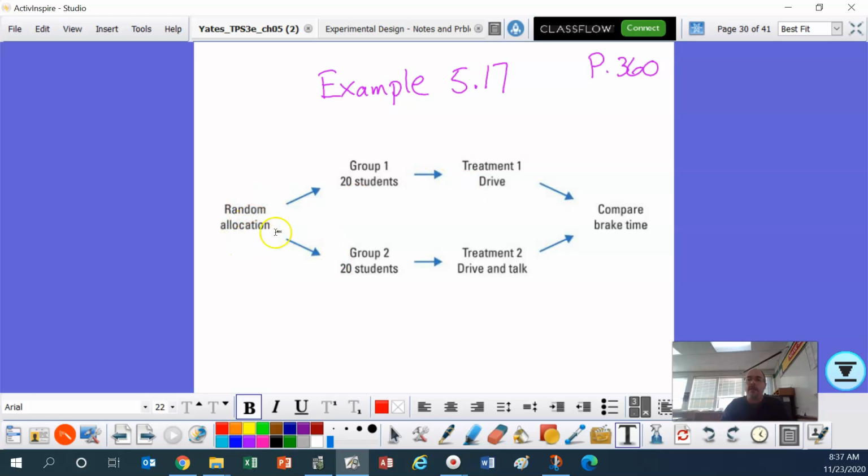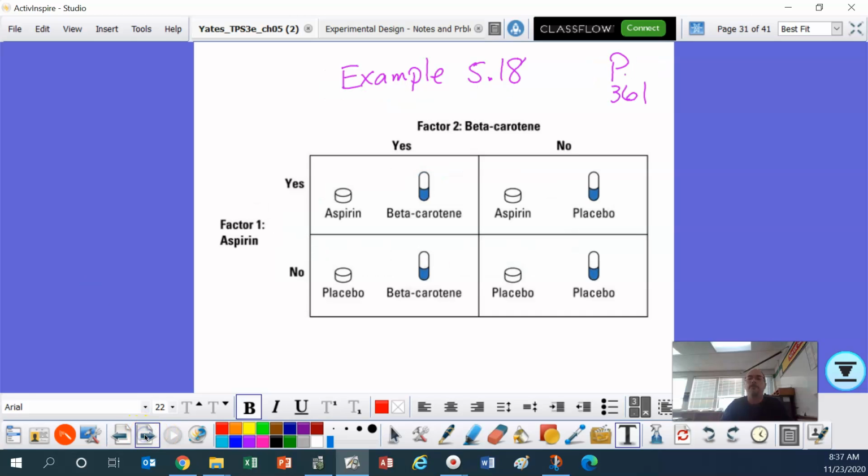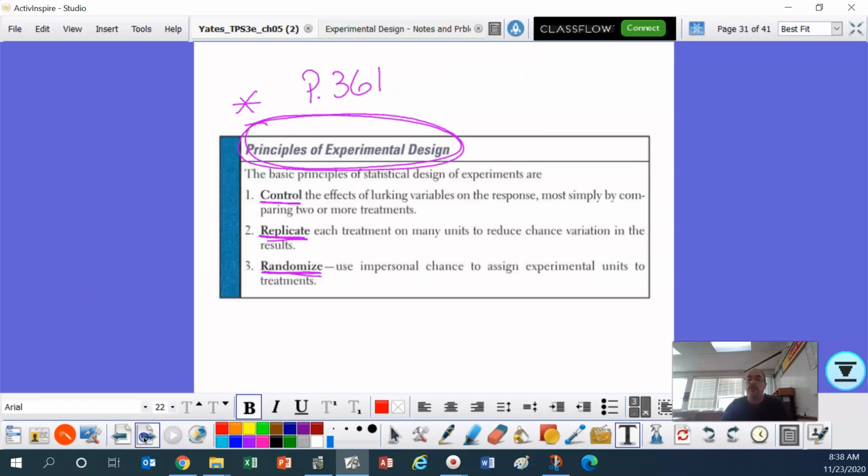You got a random allocation, you got 2 groups. Notice there's an equal number in each group. This one gets treatment 1 drive, this one gets drive and talk, and then you're going to compare the break time. All right, see page 360 on that one. Okay, see example 518, page 361. Again, I can't emphasize enough that you read through these examples so you have an idea of what's going on. Again, here's the principles of experimental design: control, replicate, randomize.